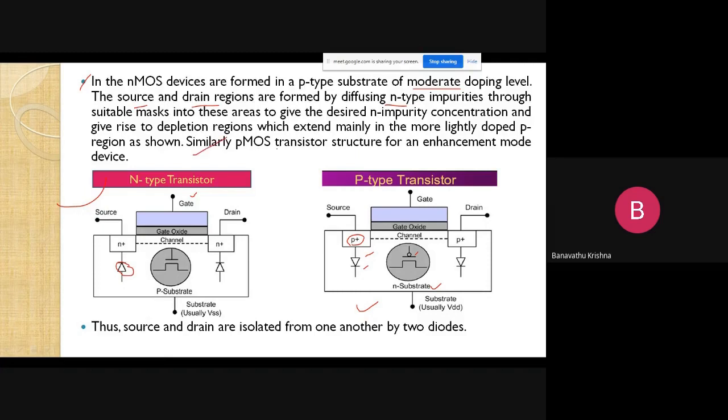Similarly, this is the PMOS transistor structure for enhancement mode devices. The source and drain are isolated from one another by two diodes, right?